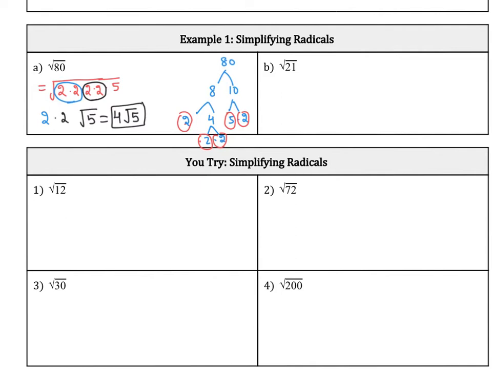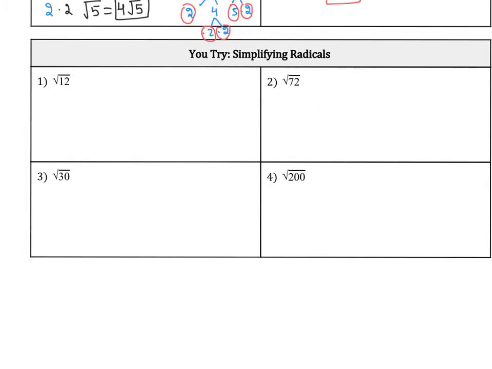For example, letter B, you're going to factor 21 into prime factors. And the only two factors we got for 21 are 7 times 3. We did not get any pair, so the 7 times 3, that is 21, will stay inside as it is.